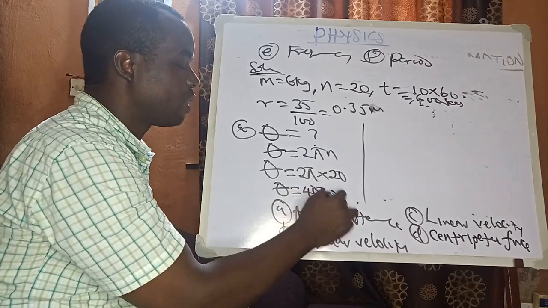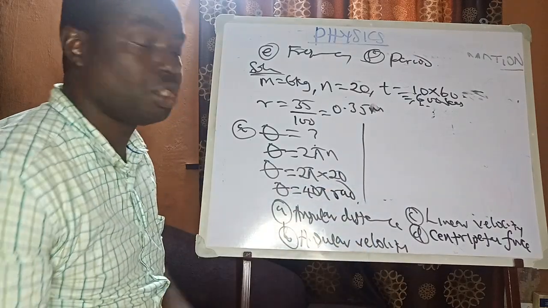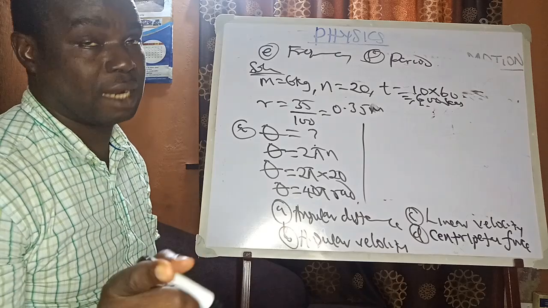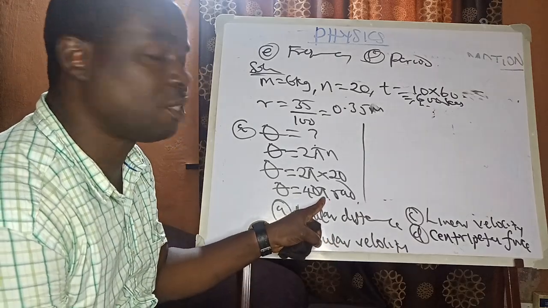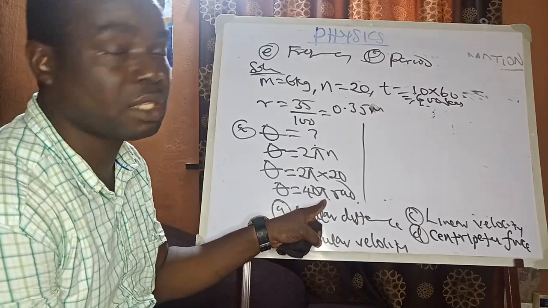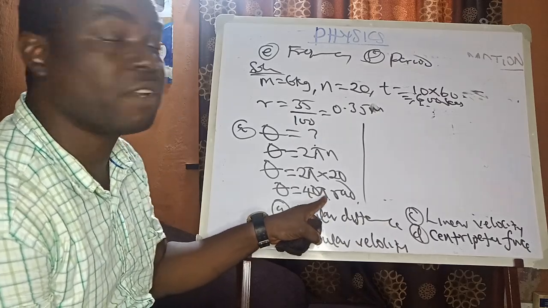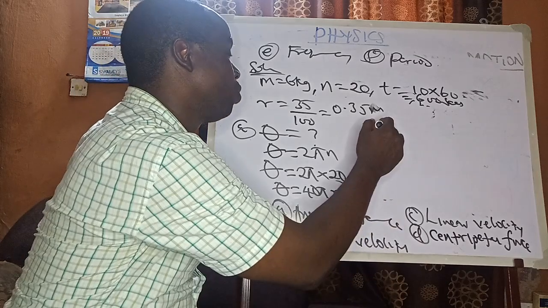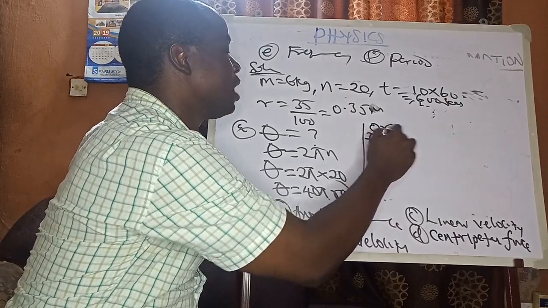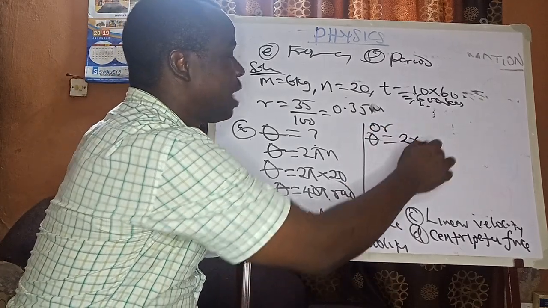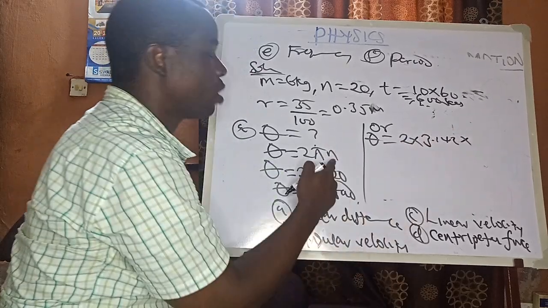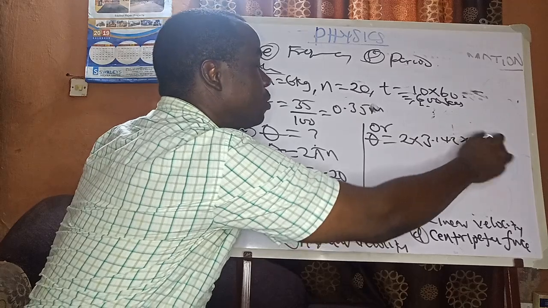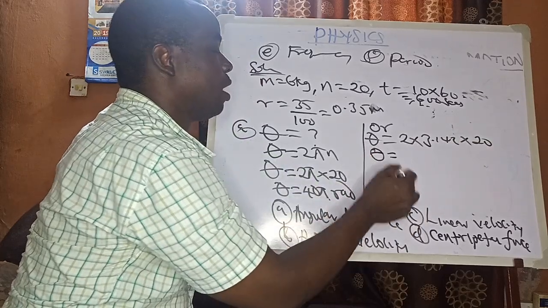Unit of theta is radian. Check your table. Unit of theta is what? Radian or rad. I know you may want to ask me, why not expand this pi? Yes, if you like, you leave it in terms of pi. If you don't want to solve in terms of pi, you can do it like this. Theta is equal to 2 times pi. Pi is 3.142. What is n? 20.